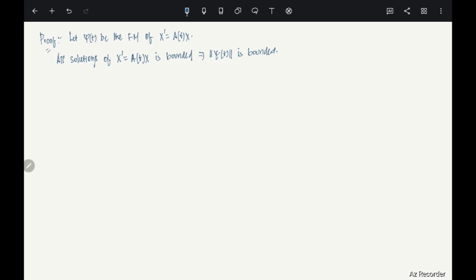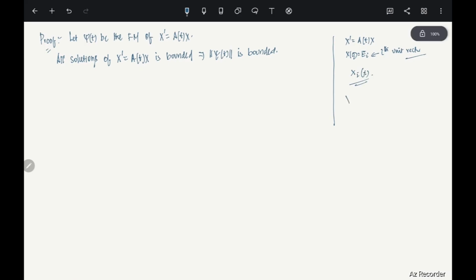Maybe I will not put it here; let me do it in the boundary here. See, x prime equals A(t) times x, with x(0) equal to, let's say, e_i, where e_i is the ith unit vector. That has a solution. What is the solution here? The solution is given by x_i(t), let's say.